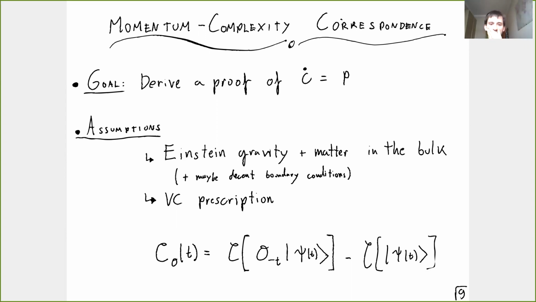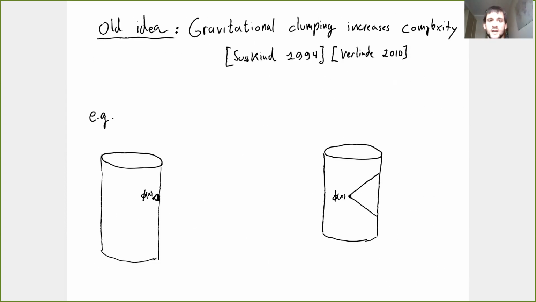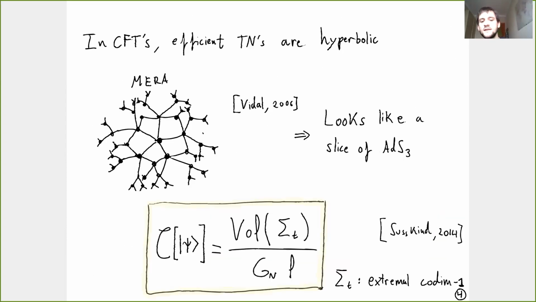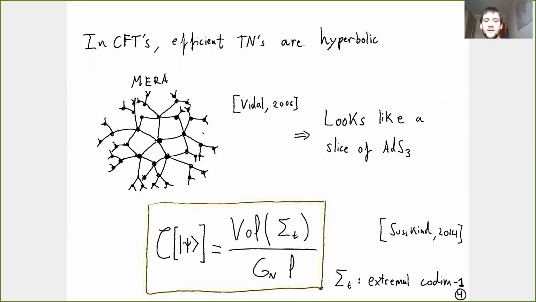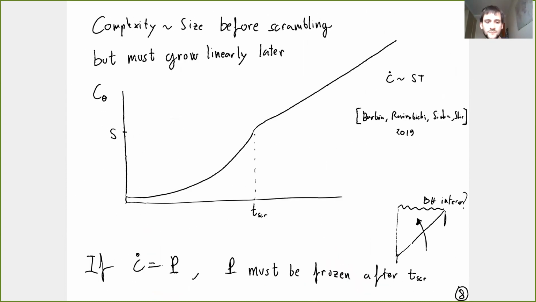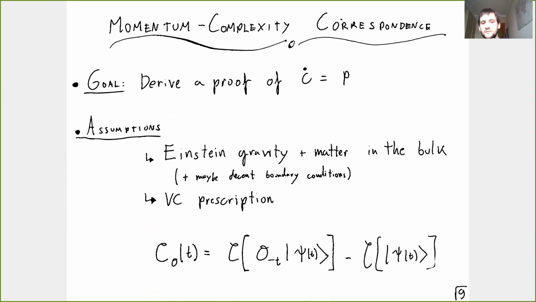We're also going to assume the volume complexity prescription, which is what I told you before, that the complexity of some state can be approximated in holography at leading order in 1/N by the volume of some extremal codimension-1 slice. In that sense, one way we could compute the complexity of an operator would be to compute the complexity of the state that evolves under this operator and subtract the complexity of what would have happened to the state if we had not inserted the operator.